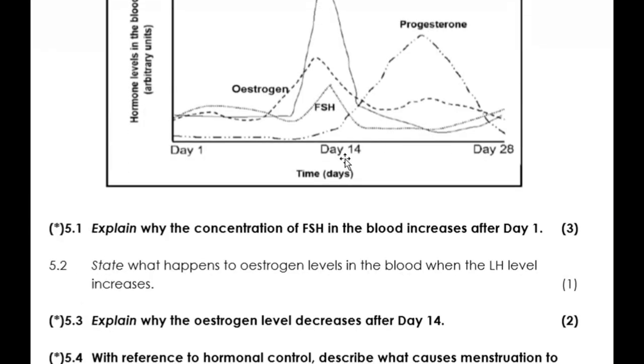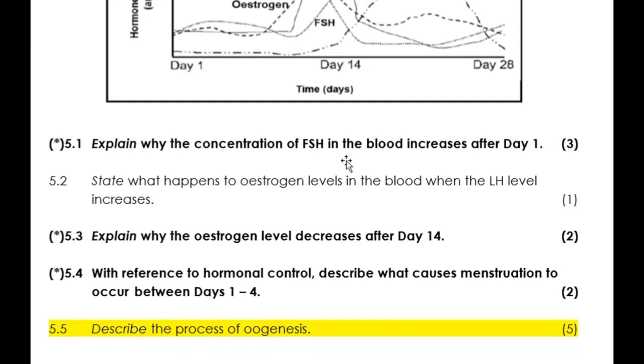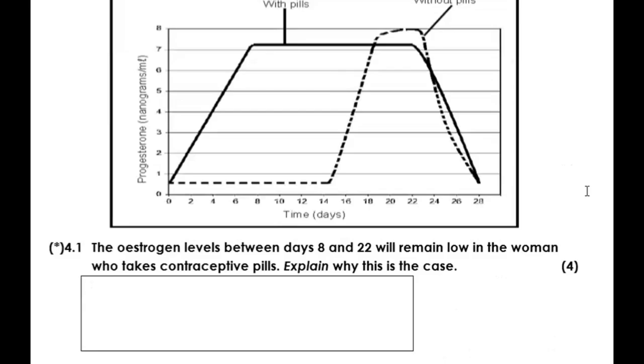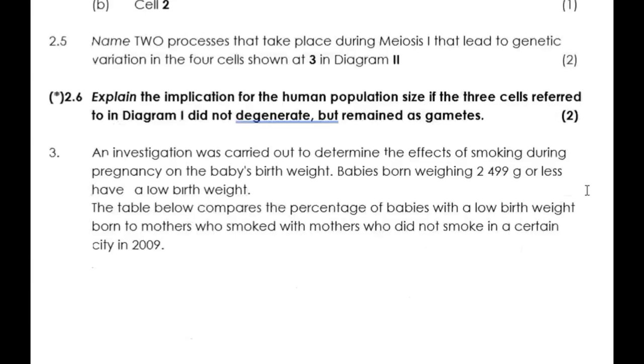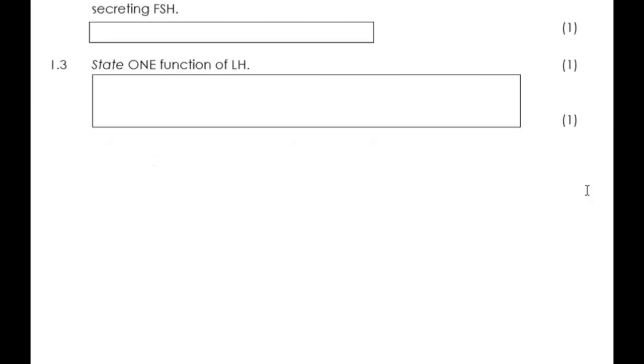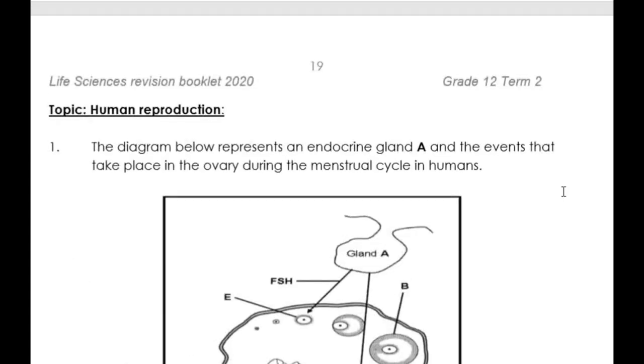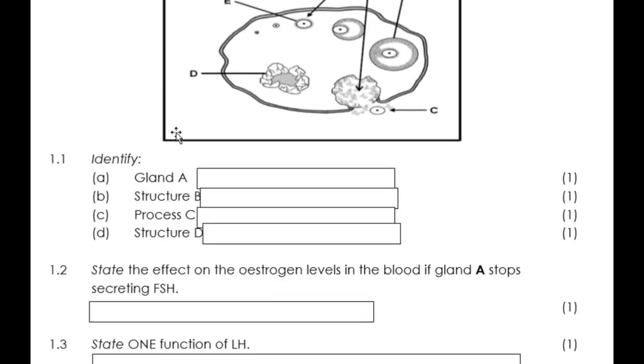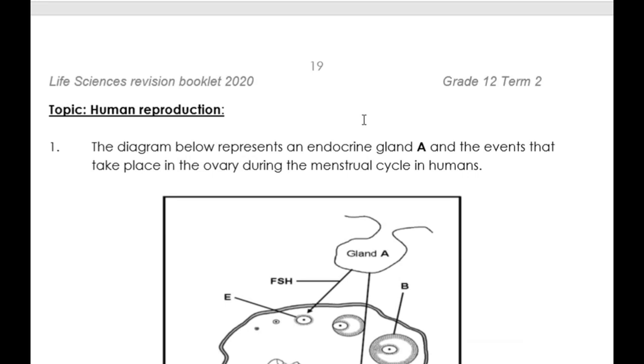Question five is similar to the one I just did. You can do that on your own, but I'm going to focus on question one and then question four, I think I said. Okay, so let's go there quickly. And I want you guys to please do this with me, just to make sure you understand the menstrual cycle and the ovarian cycle. So on your learner revision pack, your booklet, you can go here. I am on page 19 of the booklet.